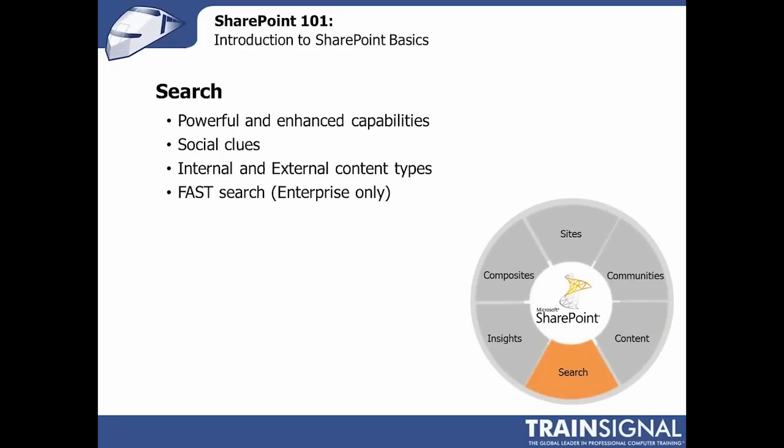Number four, search. People can find the information they need easily and quickly with SharePoint's powerful and enhanced search capabilities. SharePoint uses social clues, search that is people and expertise specific to find people and contacts. You can search for internal and external content types. Microsoft tells us that there are over 400 structured and unstructured content types that are supported using advanced content processing with strong linguistics. And right now, there are 85 languages supported.